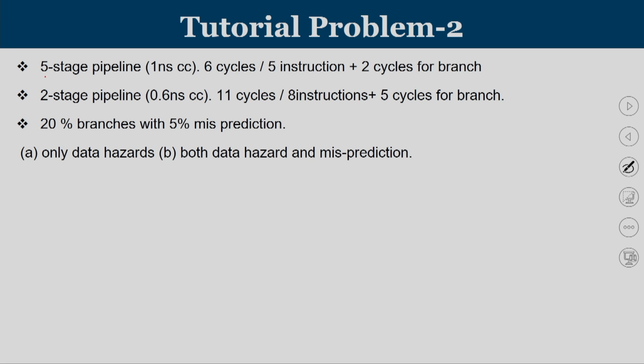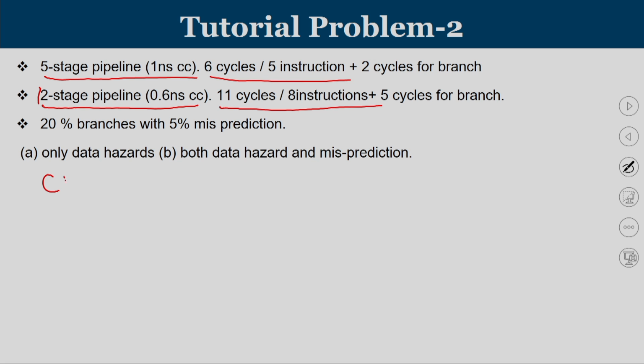The 5-stage pipeline is going to work at 1 nanosecond, and the 12-stage pipeline, this is not 2-stage, it is 12-stage, is going to work at 0.6 nanosecond. So the 5-stage pipeline has a data hazard. It takes 1 stall cycle for every 5 instructions. That means 6 cycles are required to complete 5 instructions, whereas 11 cycles are required to complete 8 instructions. Let us try to find out what is the stall that both of these are going to encounter if it is only data hazard.